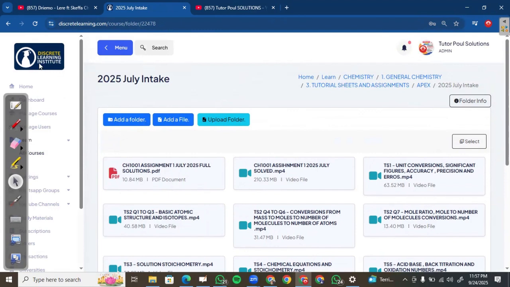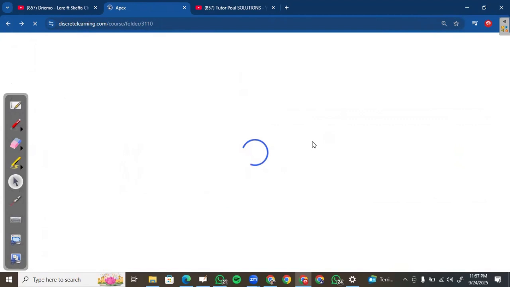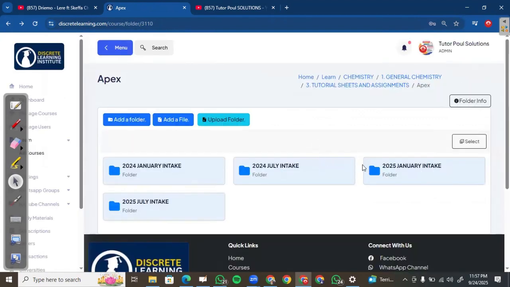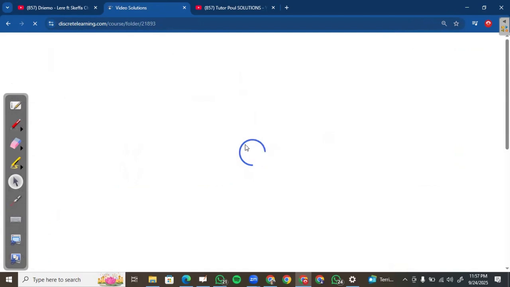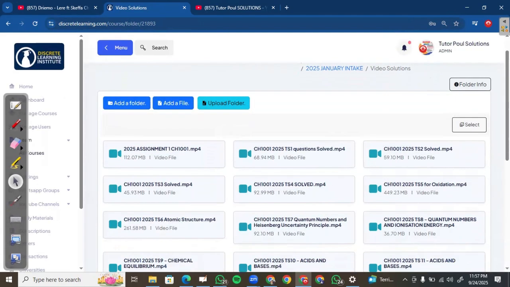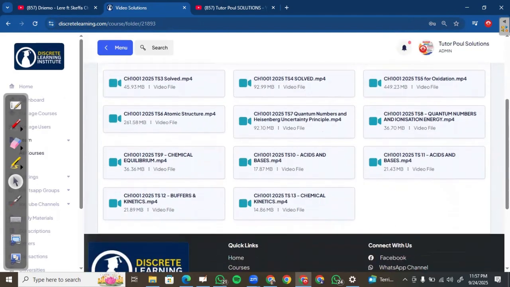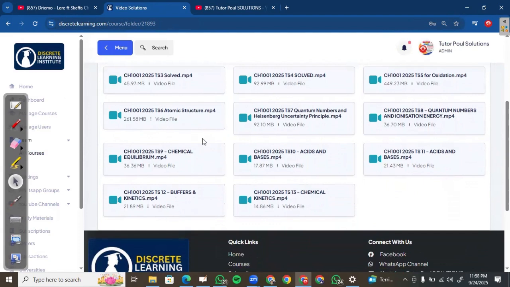But if you want, you can also check out the videos for last semester, especially since you haven't yet received the tutorial sheet on atomic structure. So you can go to the last January intake. You go there, you're going to find the videos for all the tutorial sheets that that intake has. It has from tutorial sheet 1, you can see even the assignments there, all the way to tutorial sheet 13. You can watch them and learn at your own time, at your own pace.